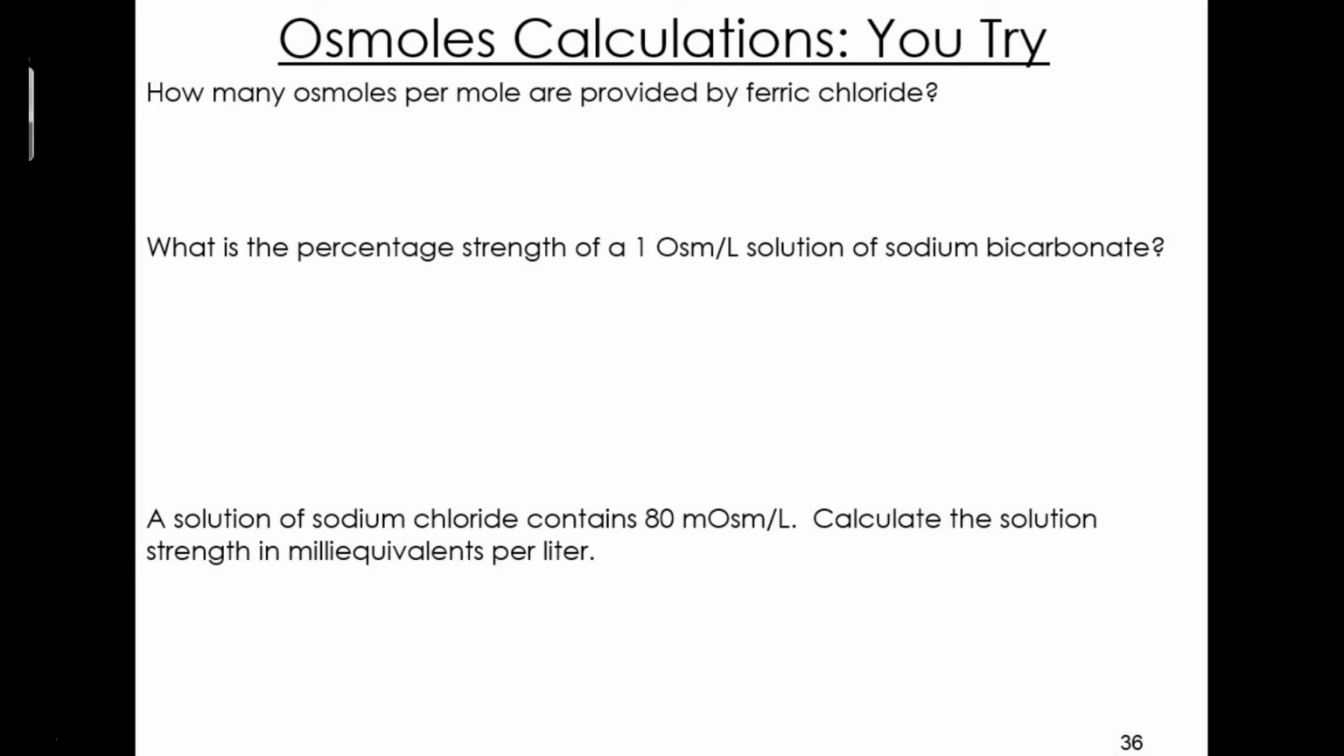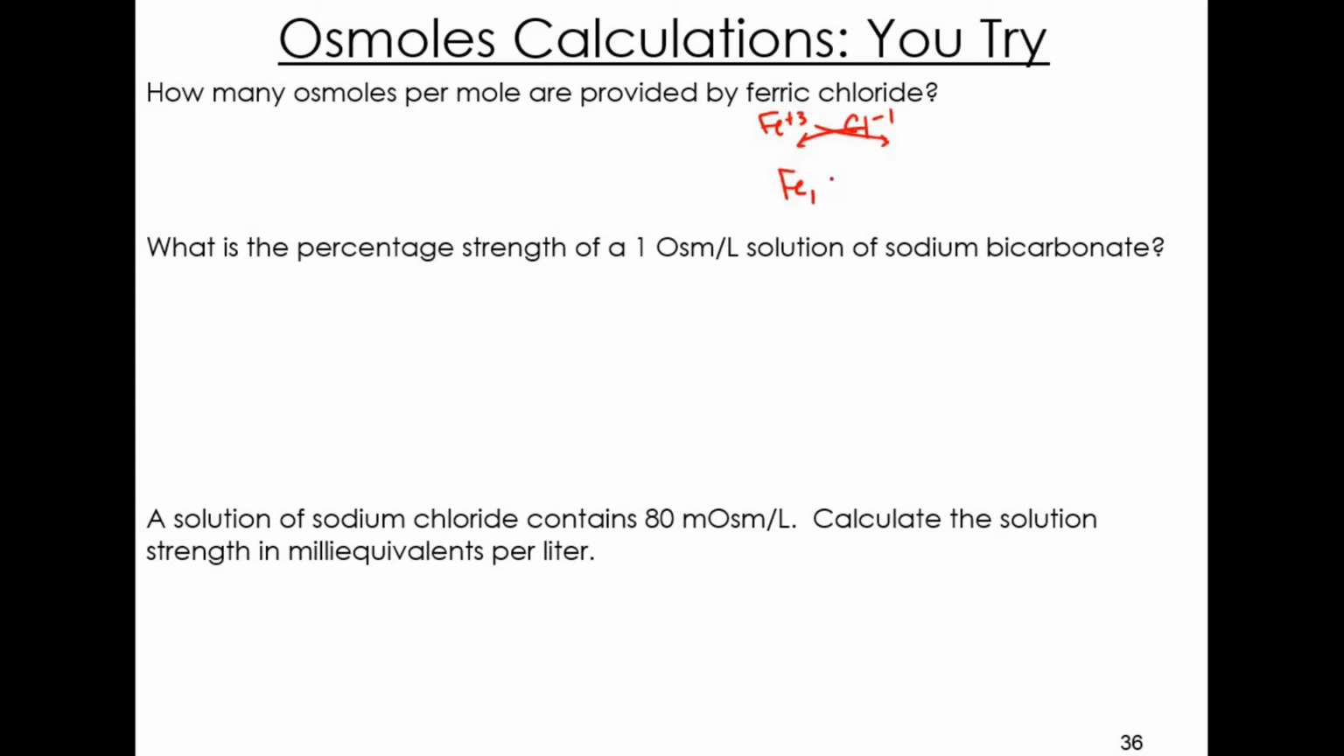The first question asks, how many osmoles per mole are provided by ferric chloride? So the ferric ion has a charge of +3. Chloride has a charge of -1. We get the subscripts by crisscrossing.